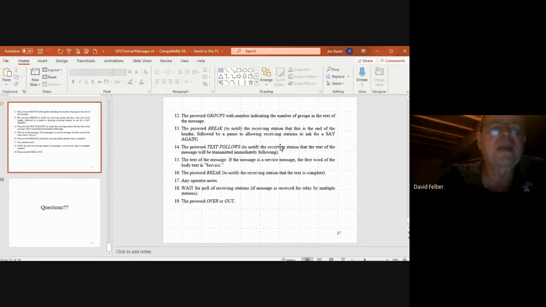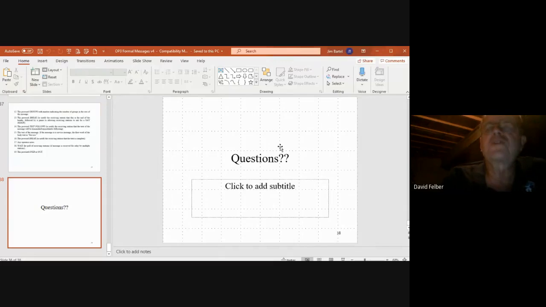And this is the second page of it. Kind of talks about the ending pro-word groups, pro-word break, break after the text, operator's notes, and then over. Always wait until the receiving station has either asked for repeats or fills before you end the transmission. Any questions?